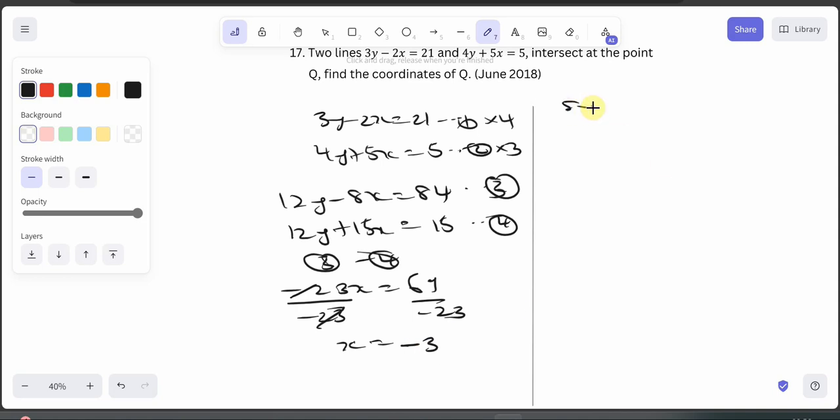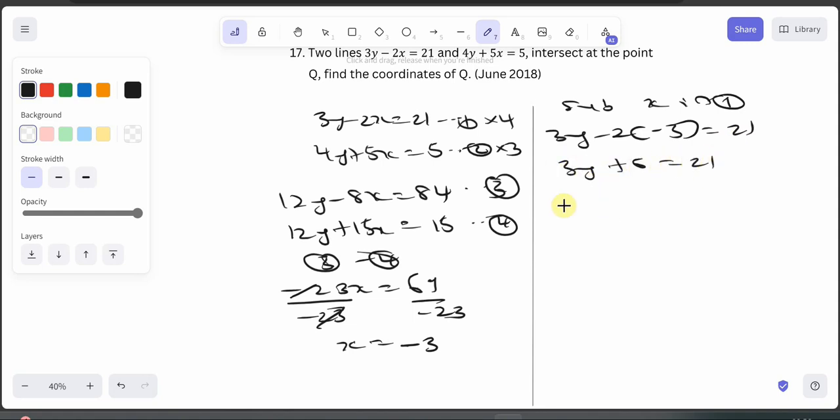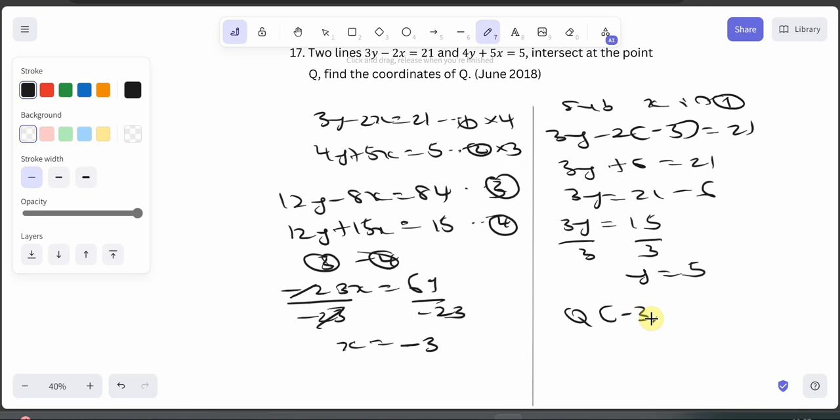So if I substitute the x in any of the equations, I'll choose the easiest equation, maybe say equation 1. This will be 3y minus 2 open brackets minus 3 is equal to 21. So 3y plus 6 is equal to 21. 3y is equal to 21 minus 6. 3y is equal to 15. If I divide both sides by 3, y will be equal to 5. So therefore, our point Q is just minus 3, 5. Minus 3 standing for the x and 5 standing for the y.